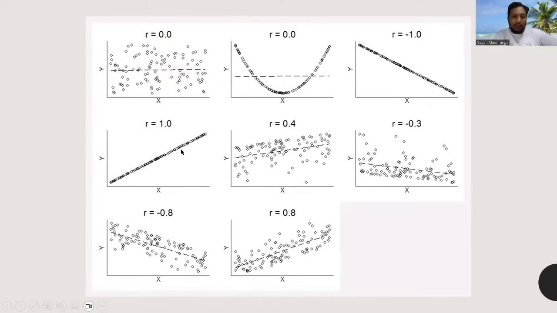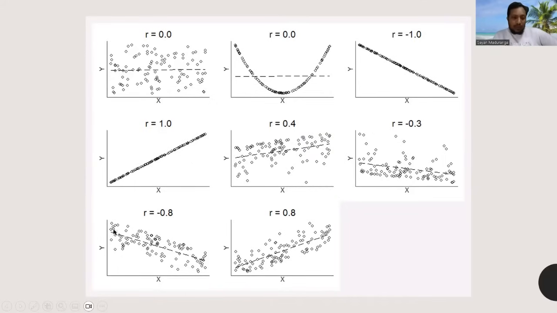And here it goes upwards. So R is equal to 1. All the points are on the line. And here R is equal to 0.4. The points are a little away from the line, but there is still an upward trend. But it's actually a weak relationship. See, it's close to 0. And here it's -0.3. It's going a little downwards, but most of the points are far away from the line.